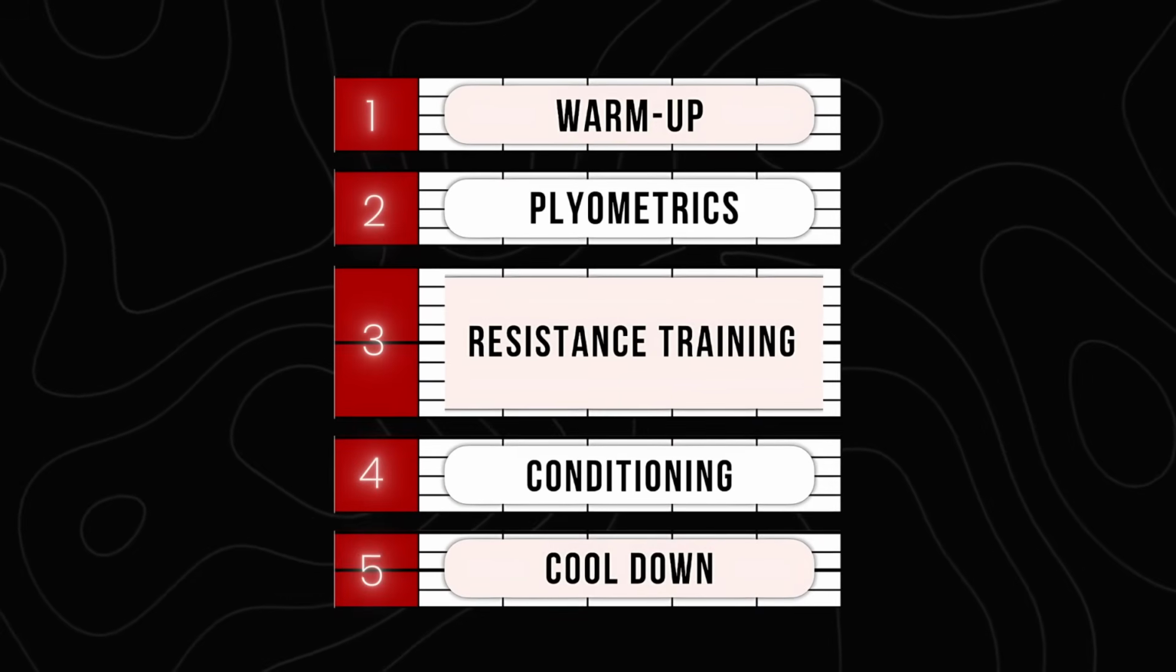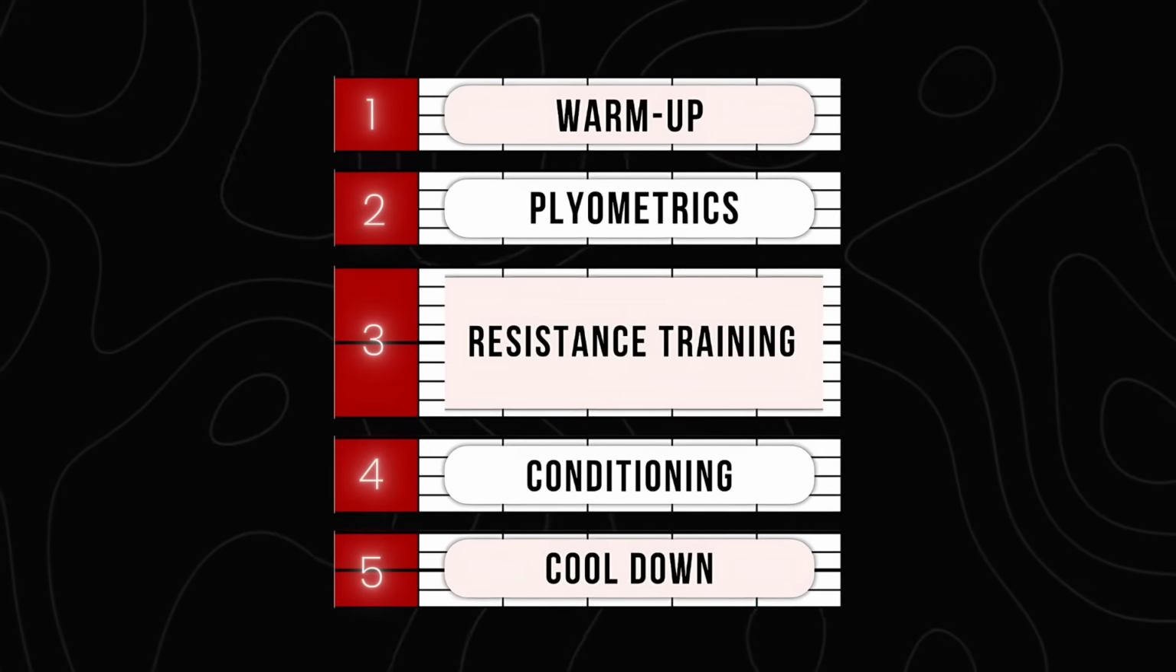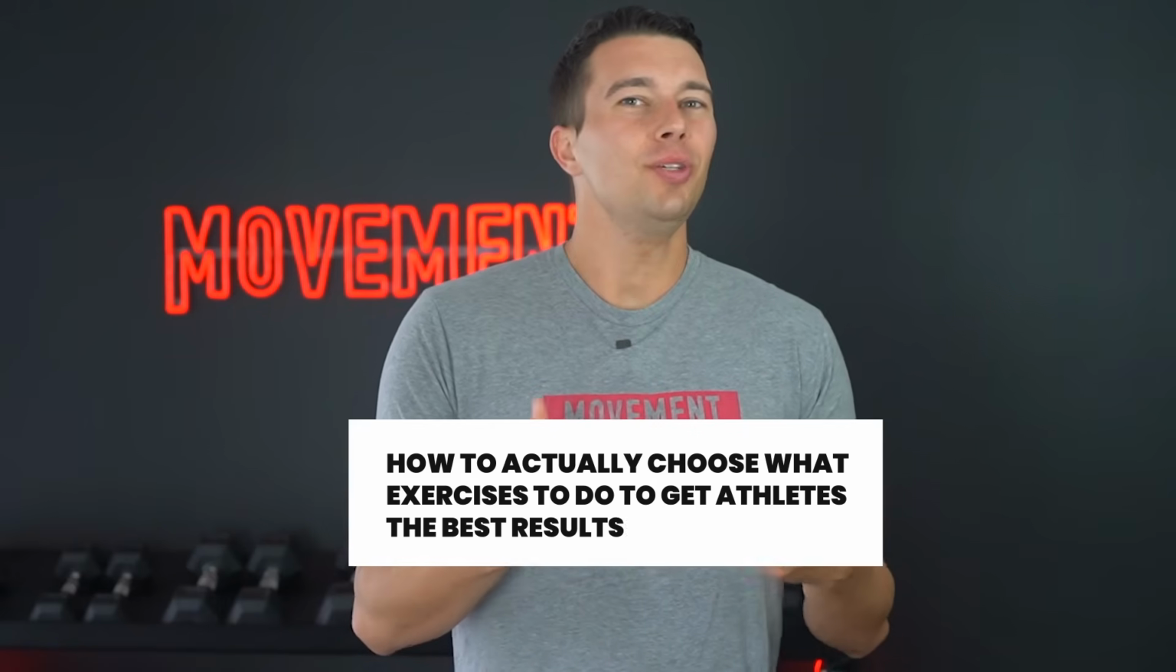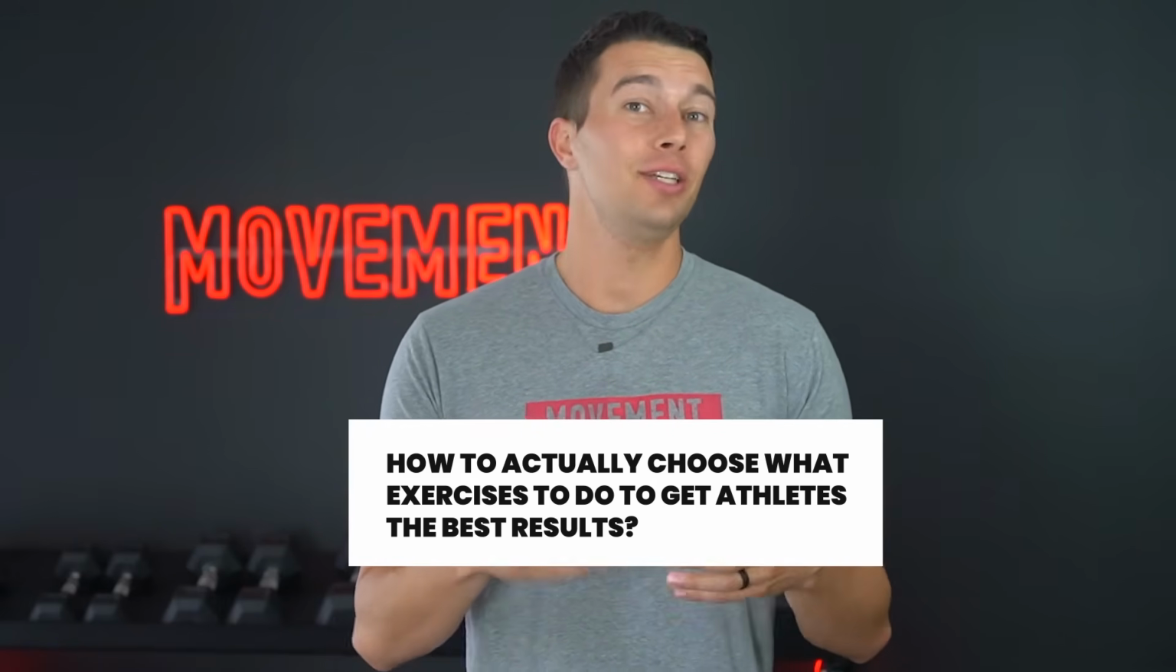Now, although there can be some exceptions, this is the primary tried and true structure to programming a training session. Hopefully, understanding this basic structure of programming is already helping you feel a little bit more prepared. But you might be wondering, how do you actually choose what exercises to do to get your athletes the best results? We'll get there, but there are some other important decisions that you need to make first.